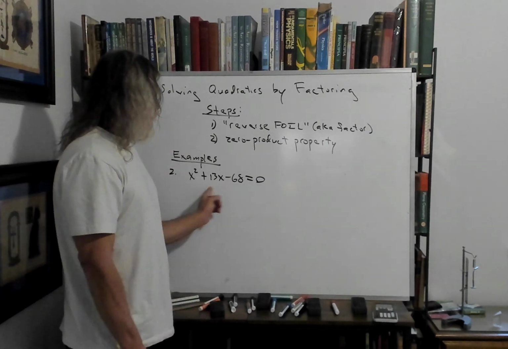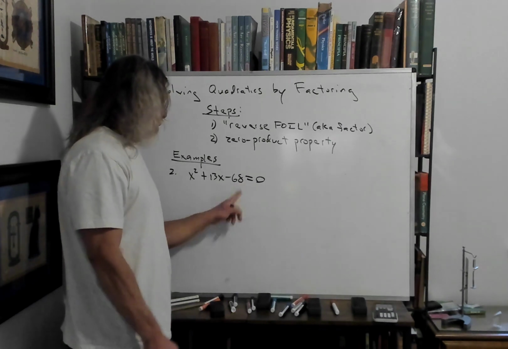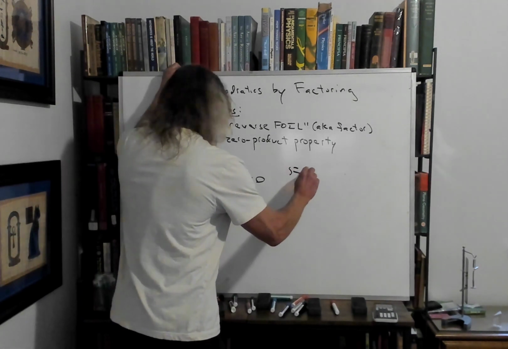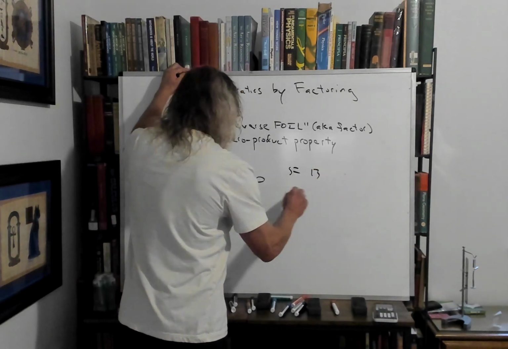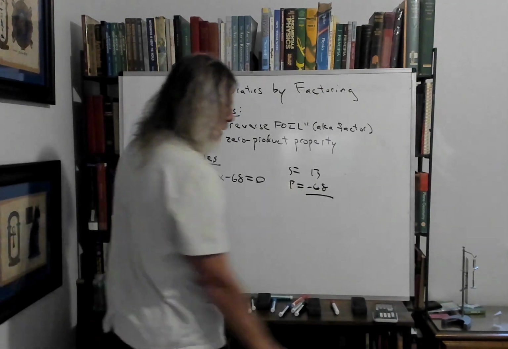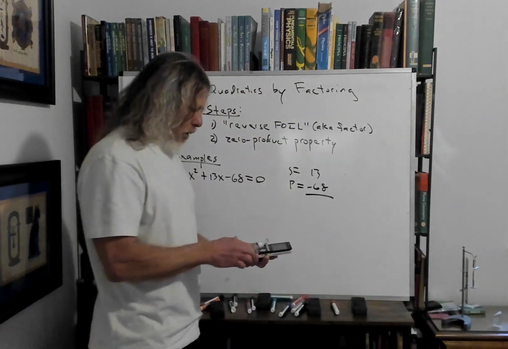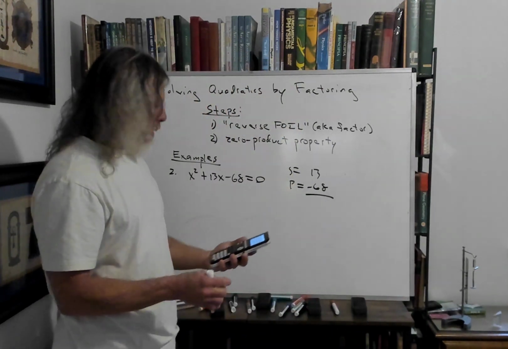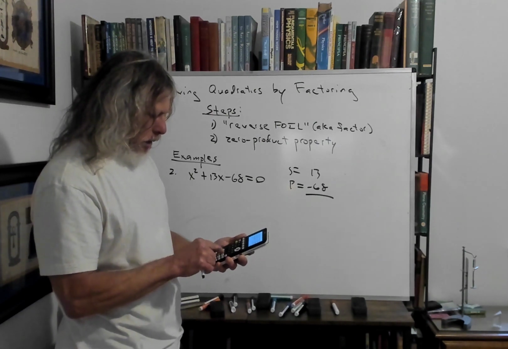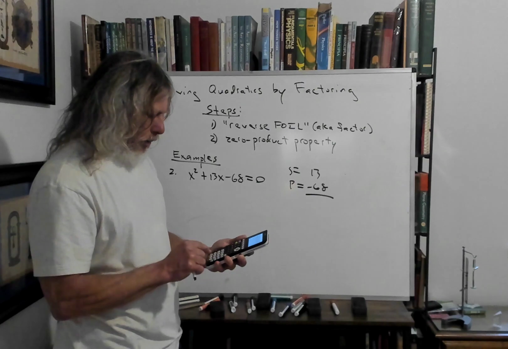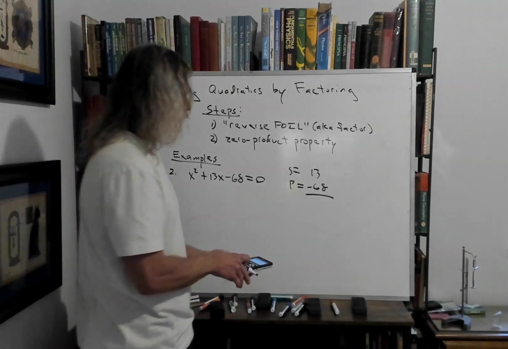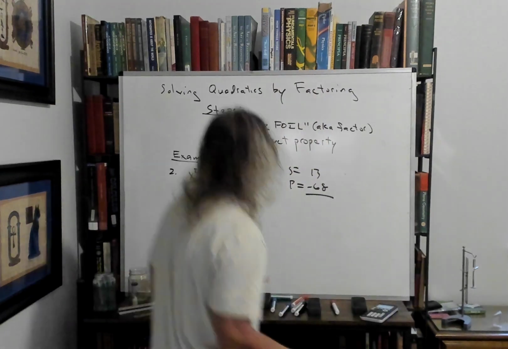So first, on this part, reverse FOIL. We need a sum of 13 and a product of negative 68 factors. You can use a calculator and go through systematically. 68 divided by 1, enter. 68 divided by 2, enter. 68 divided by 3, enter. 68 divided by 4, enter. Just do stuff like that and see which ones give you integer answers.